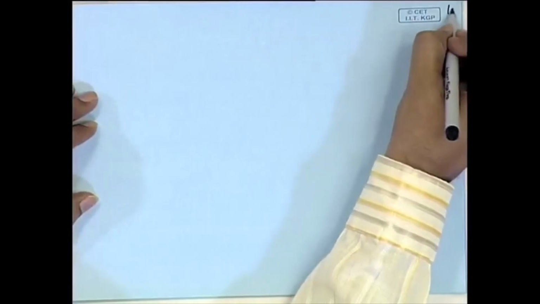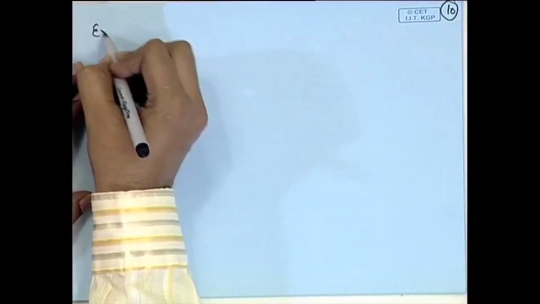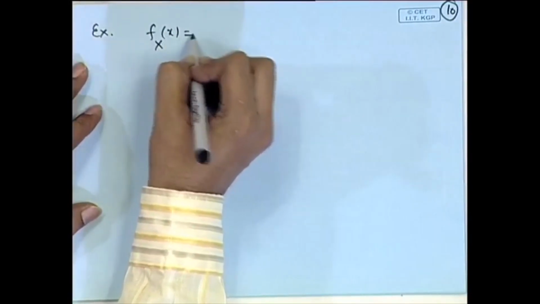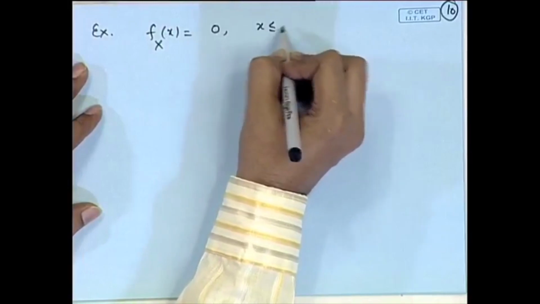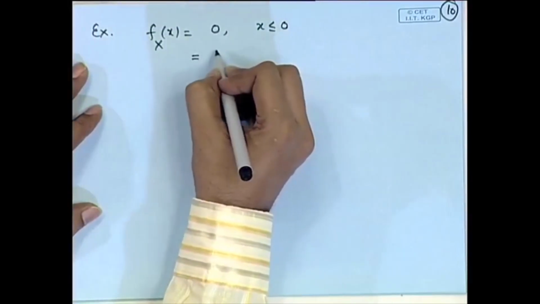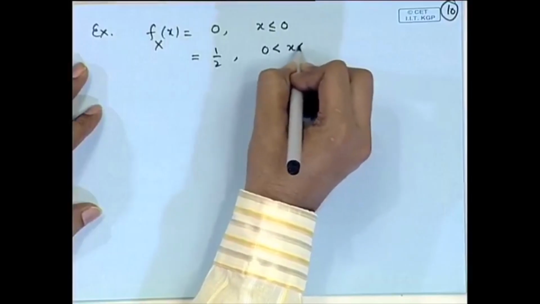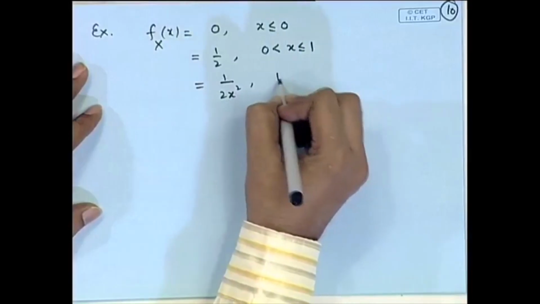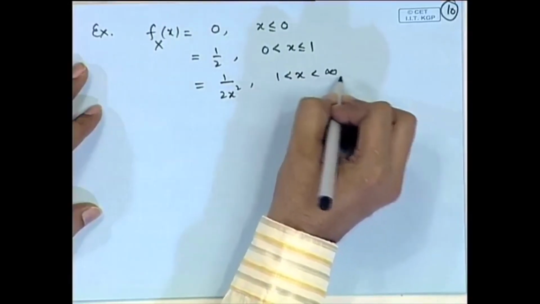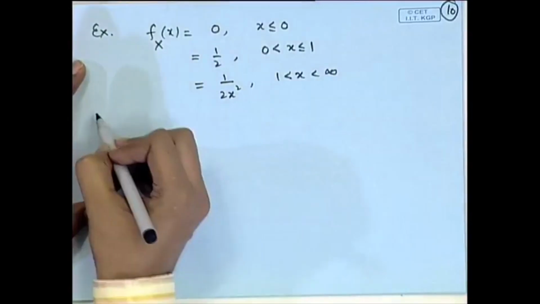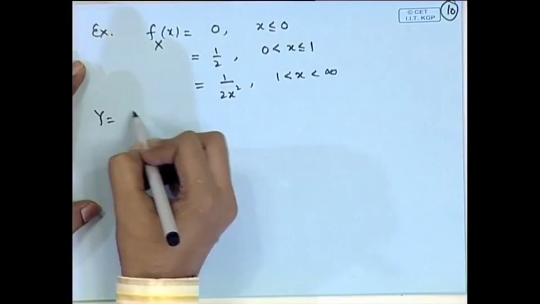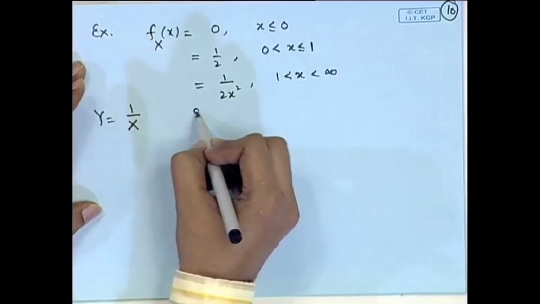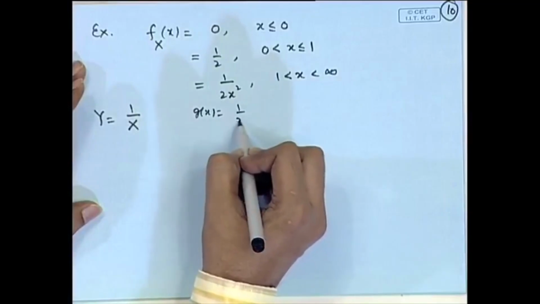Let us take an example. Say the random variable x has the density 0 for x less than or equal to 0, equal to half for 0 less than x less than or equal to 1, and equal to 1 by 2 x square for 1 less than x less than infinity. And consider the function y equal to 1 by x. So, here the g(x) function is 1 by x.